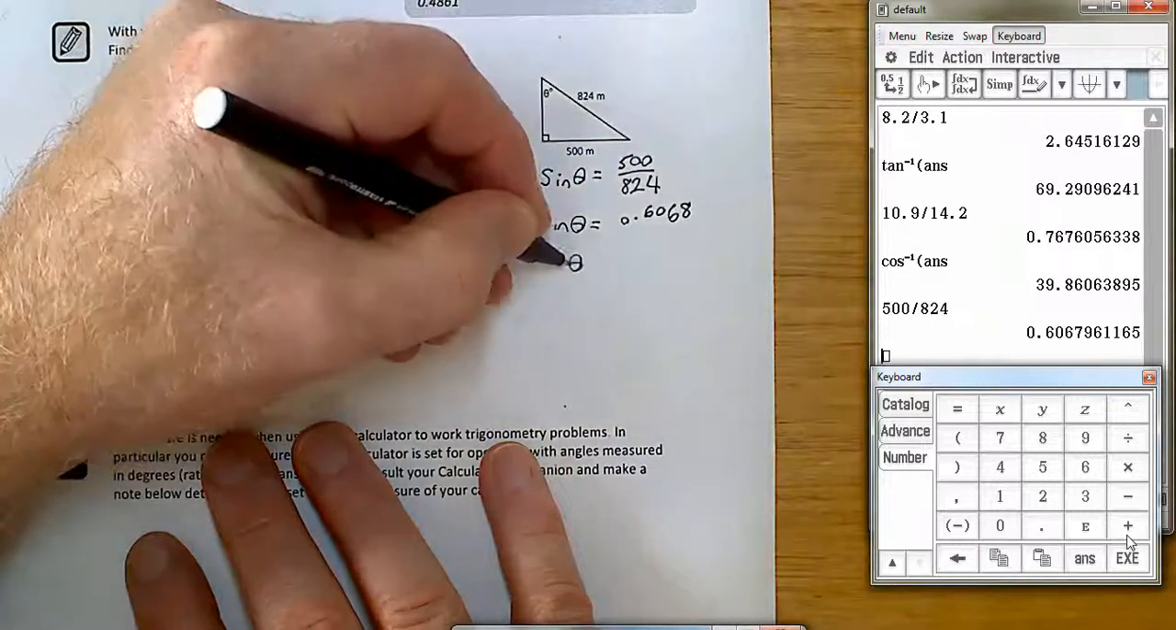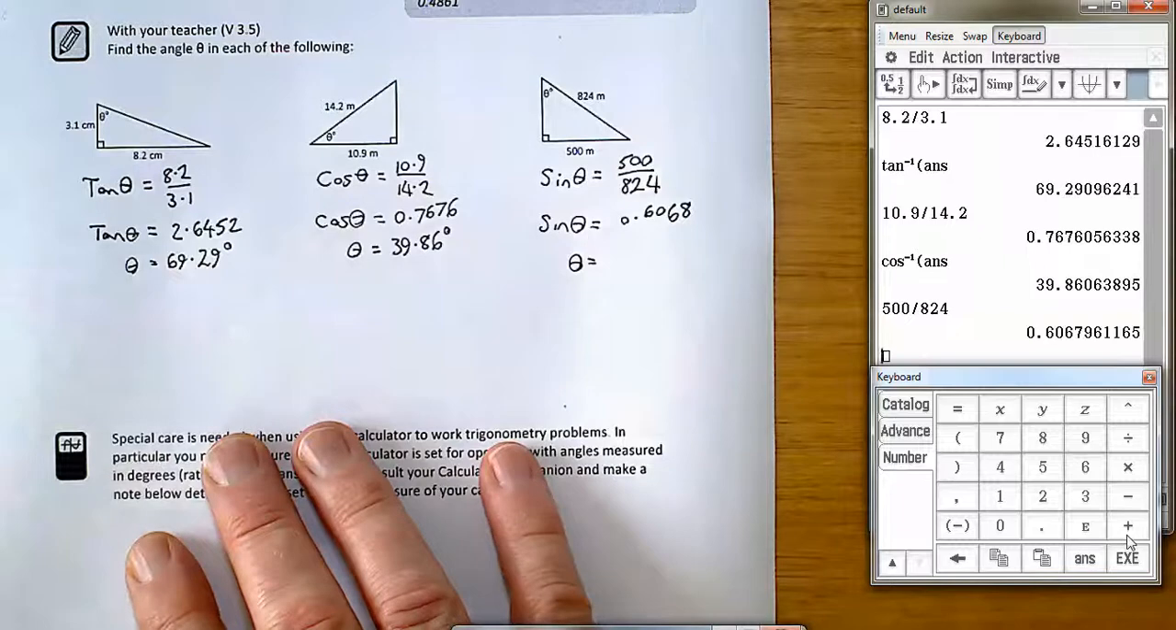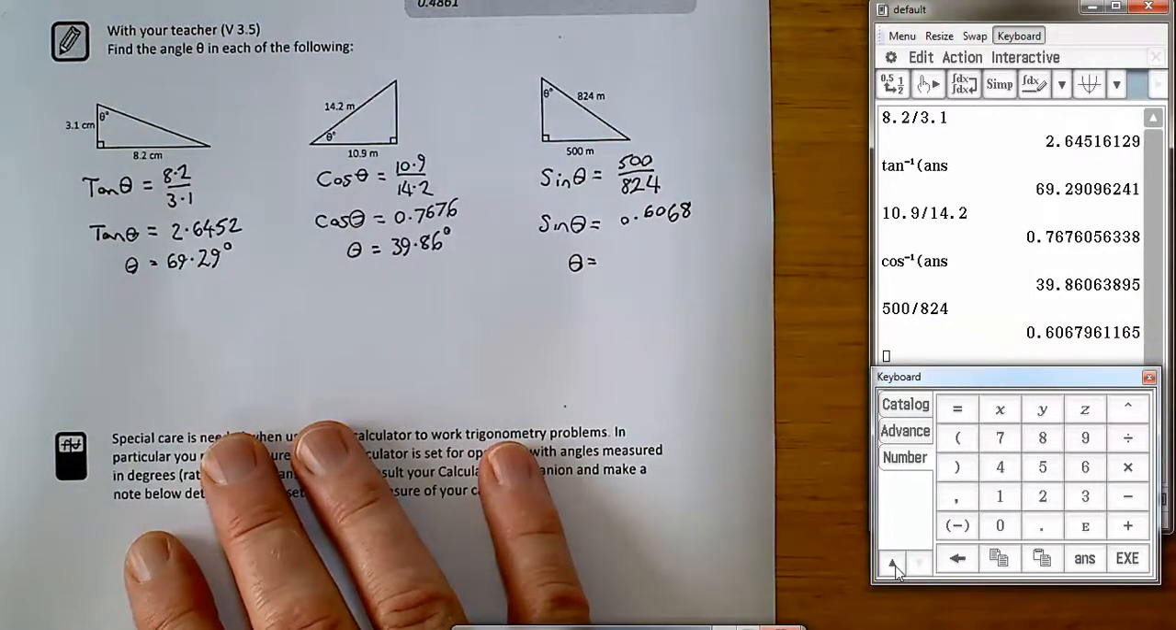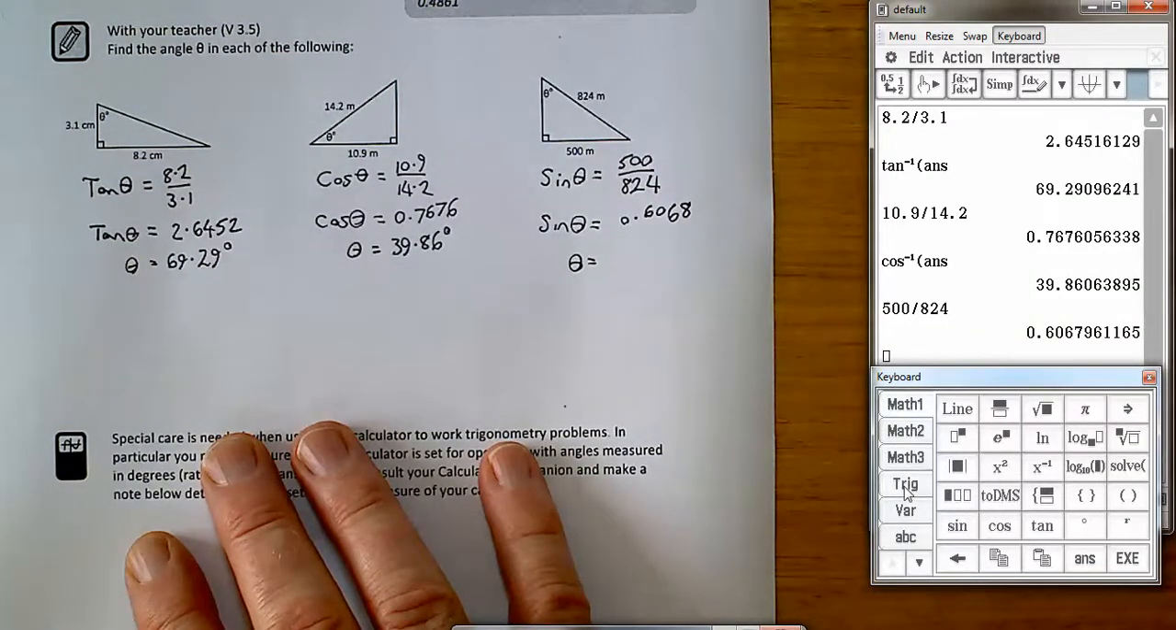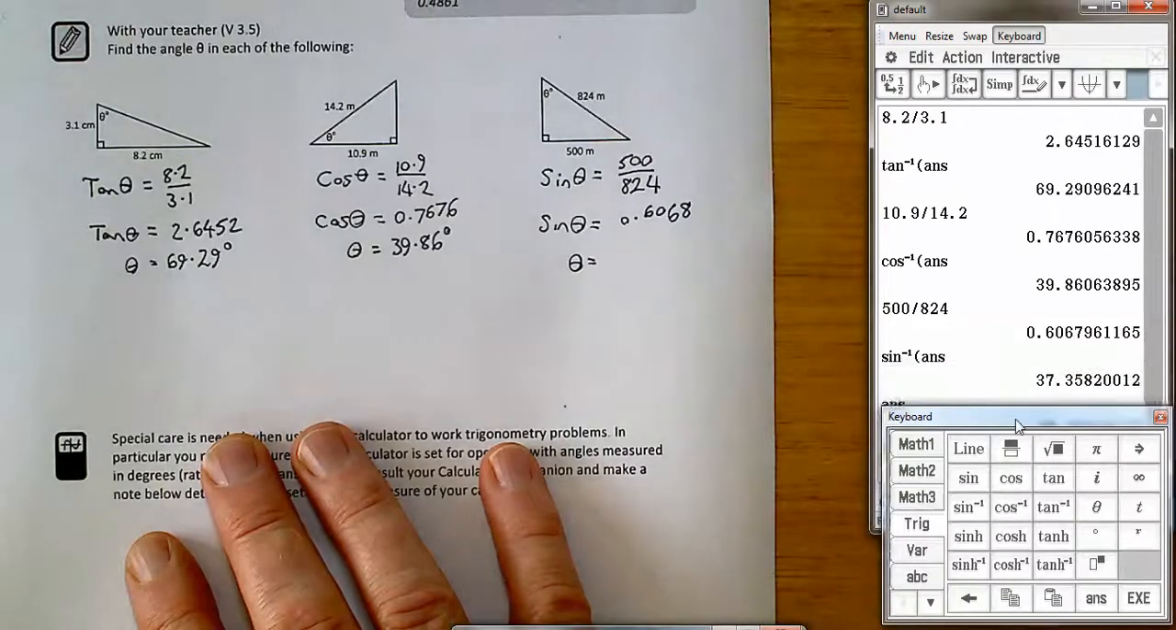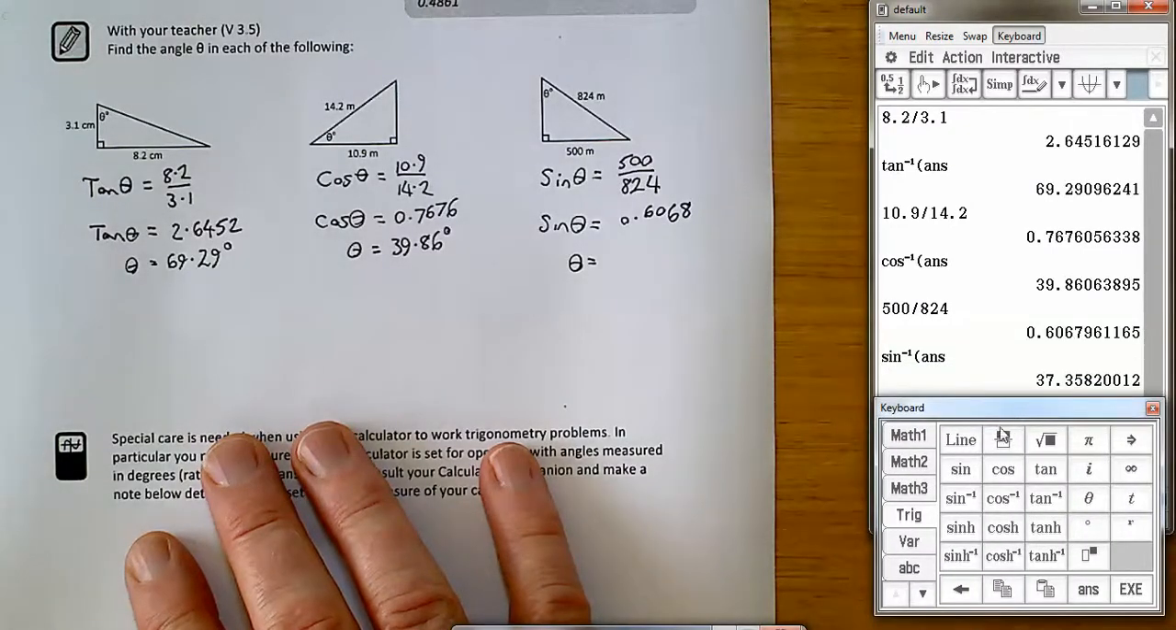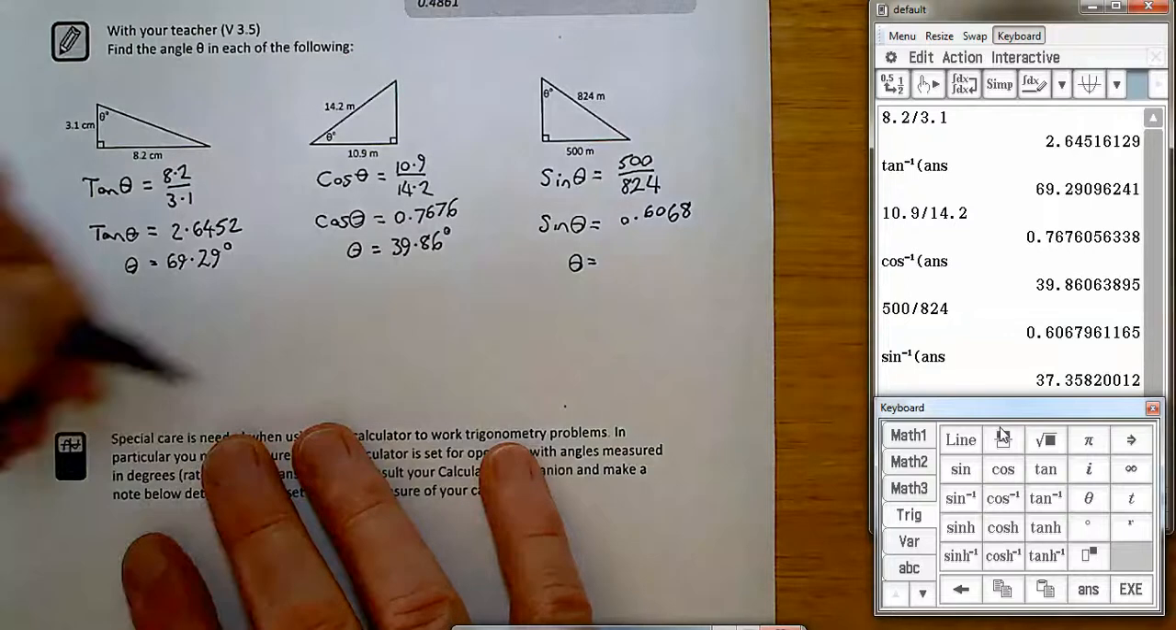So that means that theta is the angle that's got this sine value. I can use inverse sine on my calculator. Inverse sine of my previous answer. Oh, it did work it out because it's just covered up. There we go. 37.32.